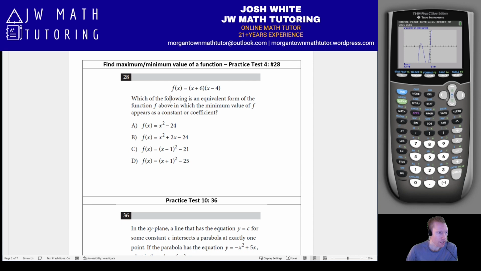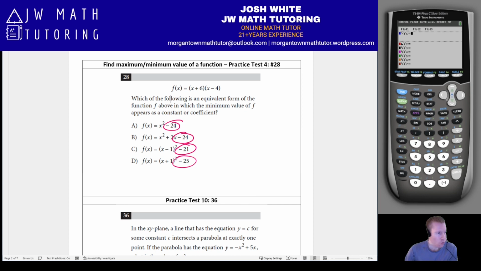Next up, we're going to look at finding the maximum or minimum value of a function. This is from practice test number 4, problem number 28. Here you're given a quadratic function, but it's in intercept form. It is not in vertex form or standard form, which the answers are in. It asks which of these answers has the minimum value of this function as a constant or coefficient. So that means these number terms right here: which of these is going to be the minimum value for this function?